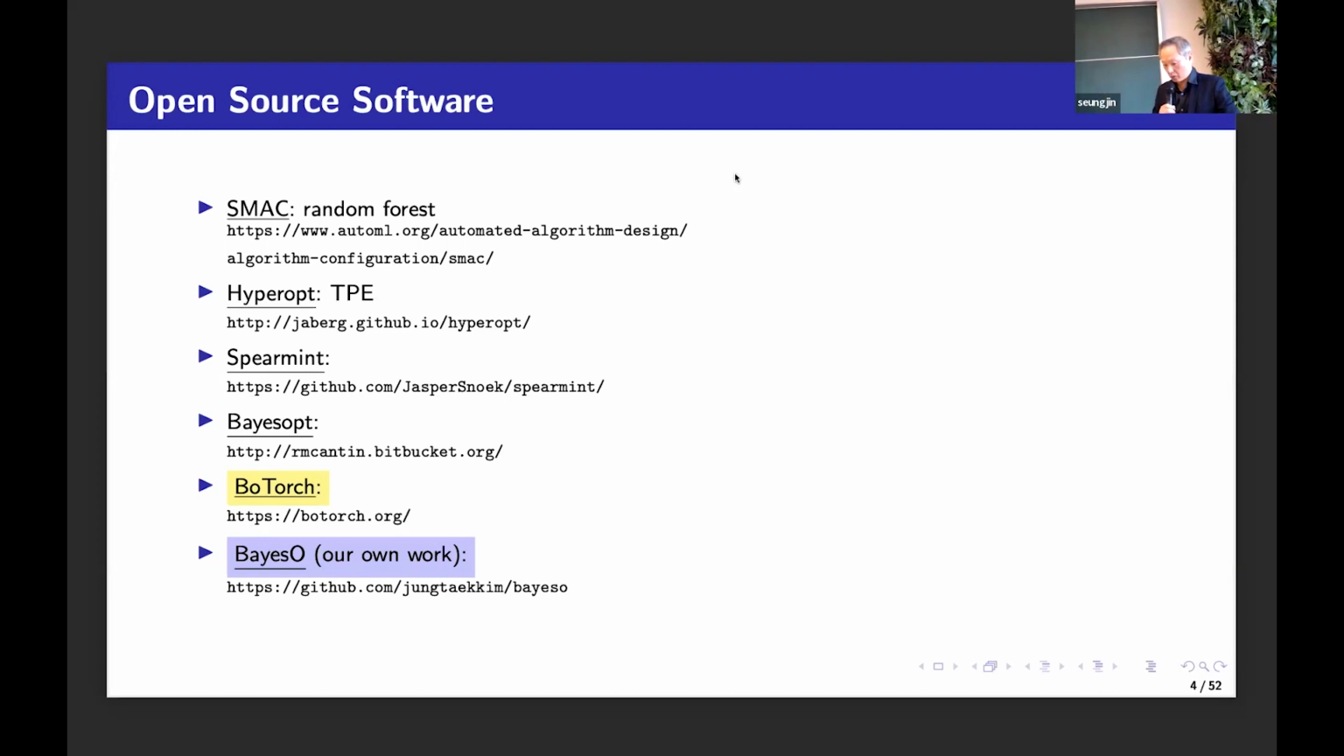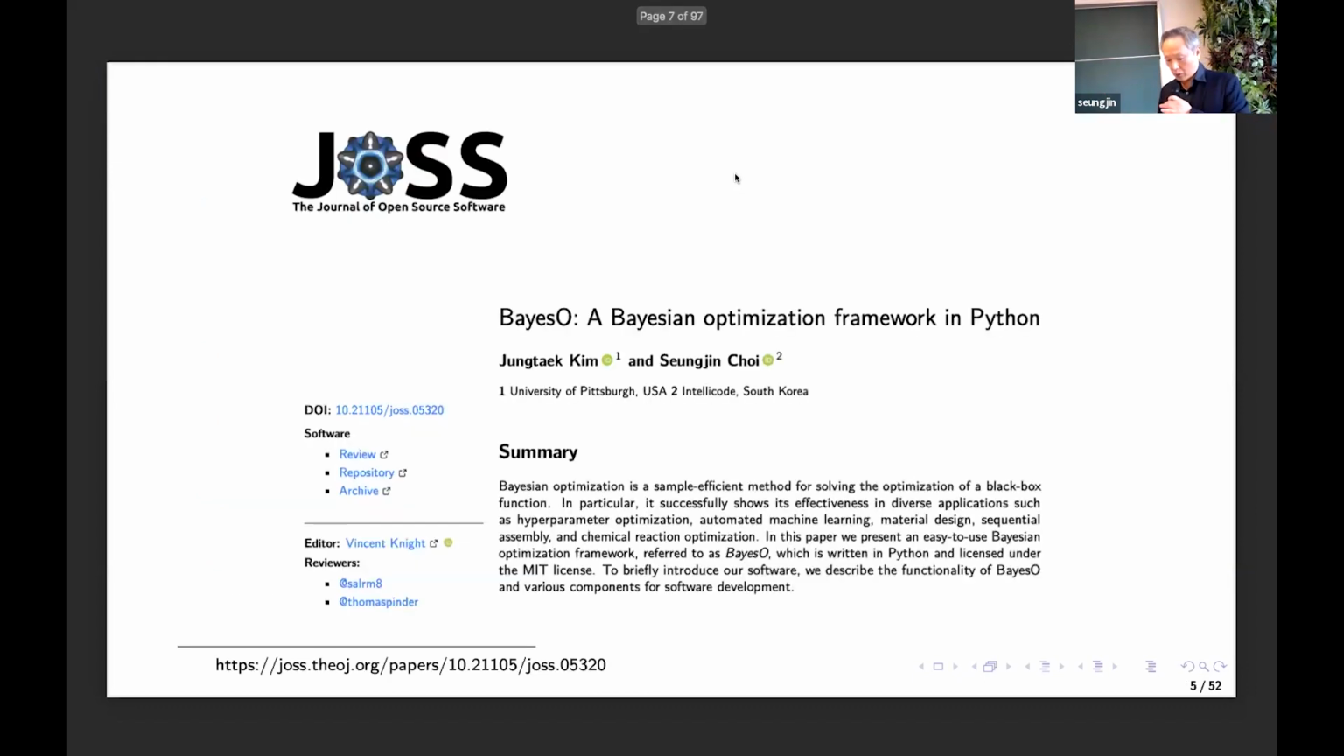And the last one is the open source software developed by us, by just one of my previous PhD students, known as Bayesian. There is the GitHub link here, and recently we published our work in the Journal of Open Source Software. So if you have an interest in this open source software, maybe you can visit this site or these papers.